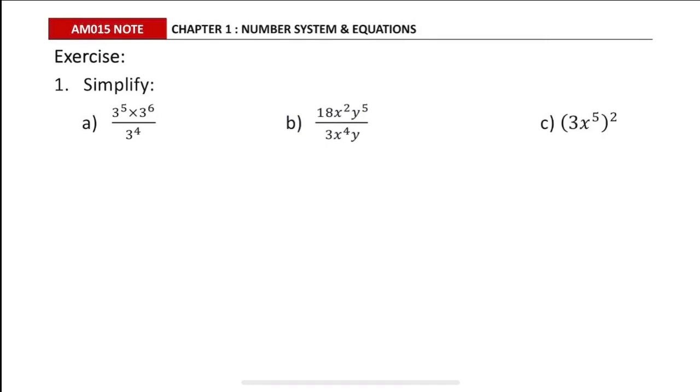So this is the exercise. Question 1. We want to simplify all of these expressions. 1a is to simplify 3 to the power of 5 multiplied by 3 to the power of 6, divided by 3 to the power of 4. Since the indices are of the same base, we can apply the multiplication rule and division rule since it involves both multiplication and division. So we will solve the numerator first.